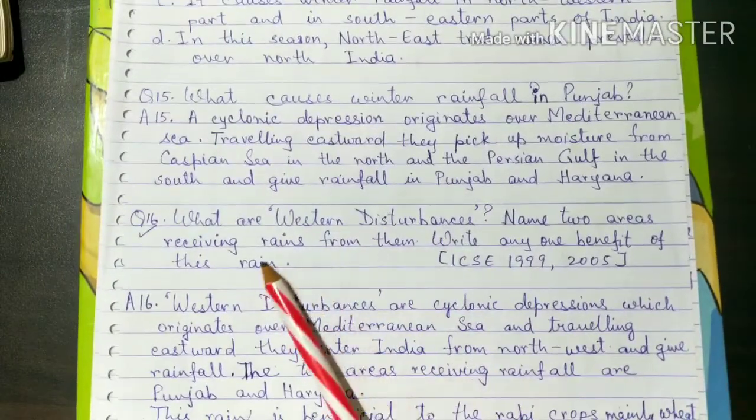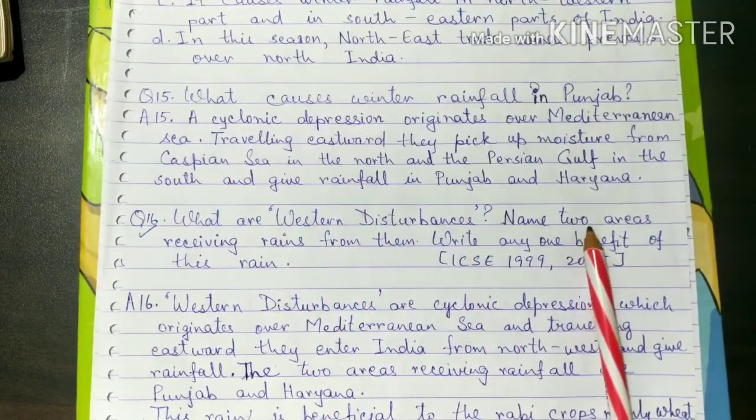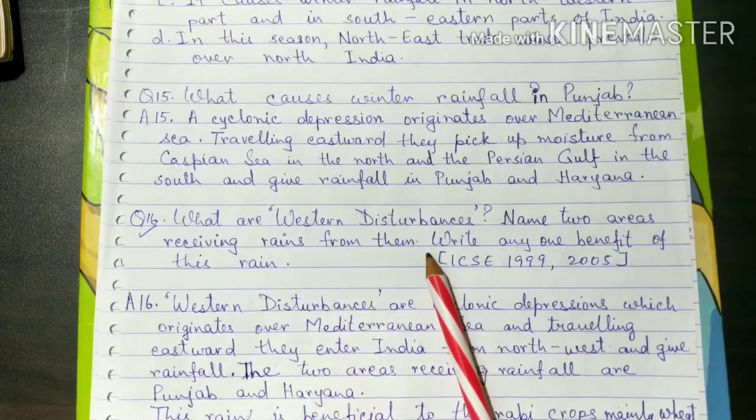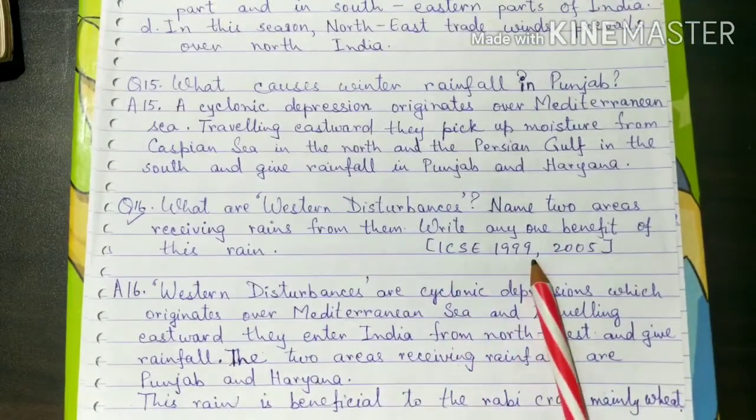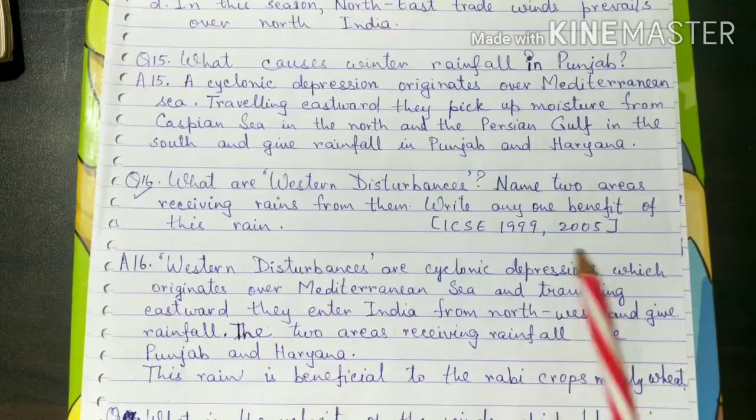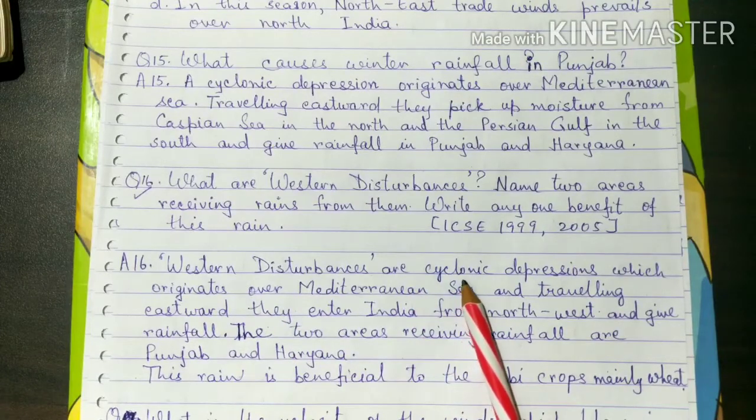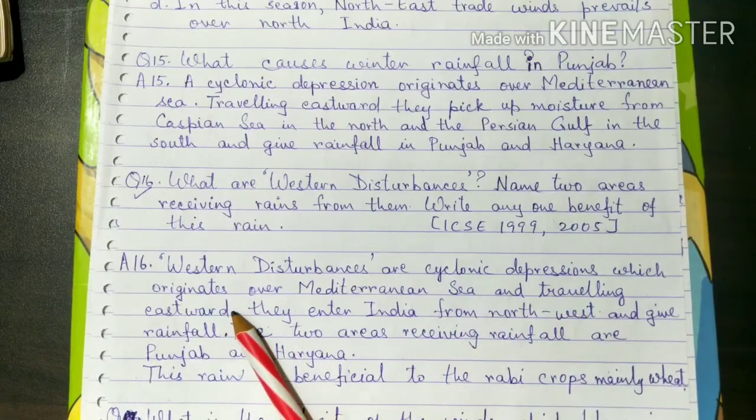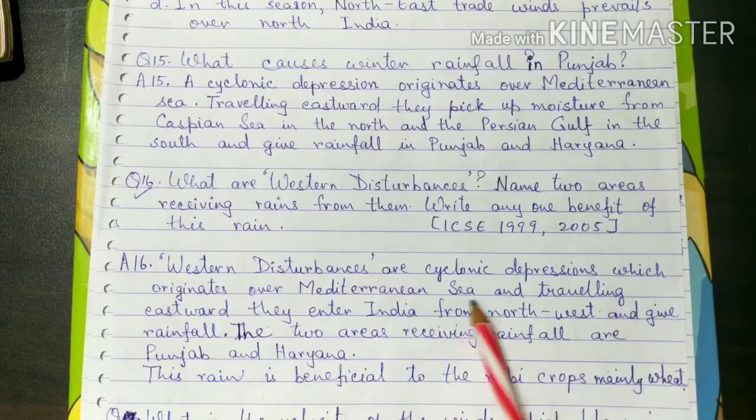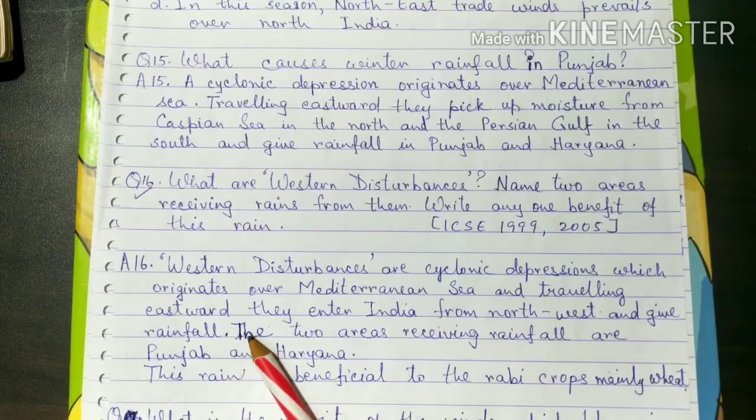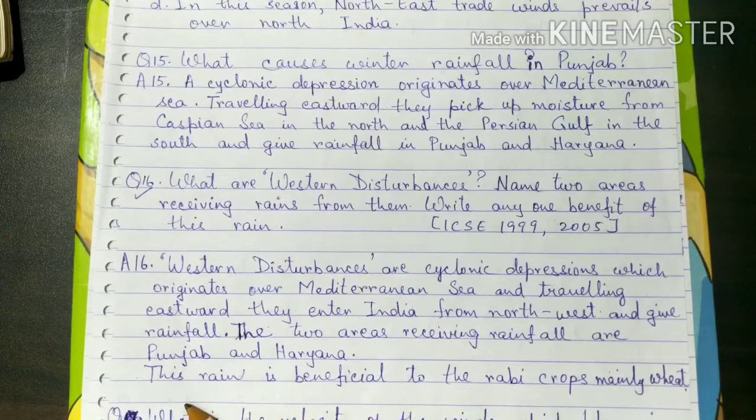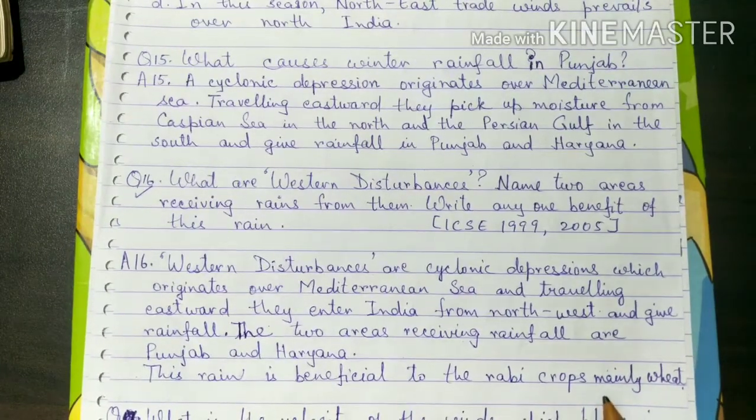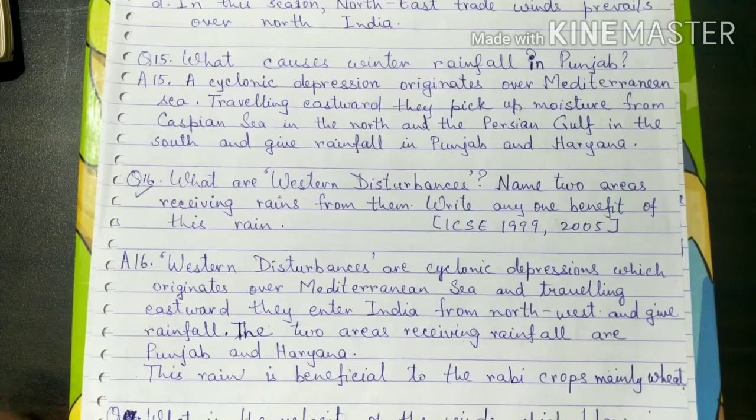Next important question is, what are western disturbances? Name two areas receiving rain from them. Write any one benefit of this rain. This question was given in 1999 and 2005. Western disturbances are cyclonic depressions which originate over the Mediterranean Sea, and traveling eastward they enter India from the northwest and give rainfall. The two areas receiving rainfall are Punjab and Haryana. This rain is beneficial to the rabi crops, mainly wheat.